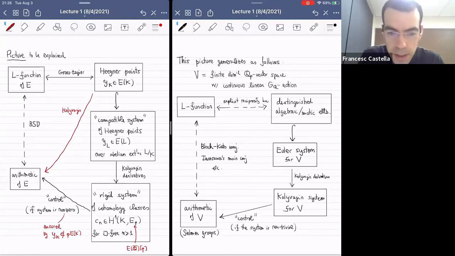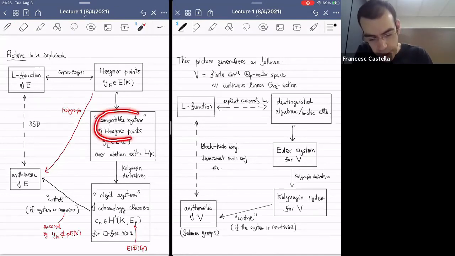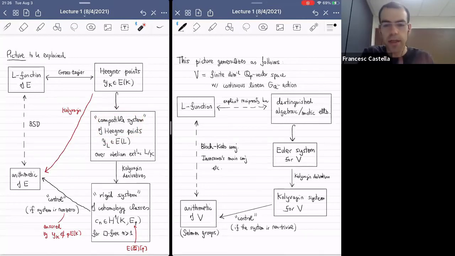Yeah, so one of the questions is, what do I mean here by a compatible system of Heegner points? I hope to get to that by the end of today's lecture. We're going to define these Heegner points precisely, and we're going to see what the non-compatibilities are. Okay, any other questions before we start with that?